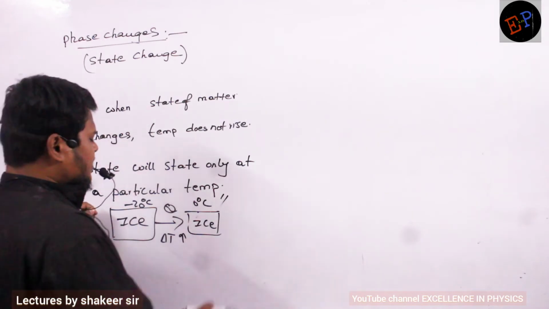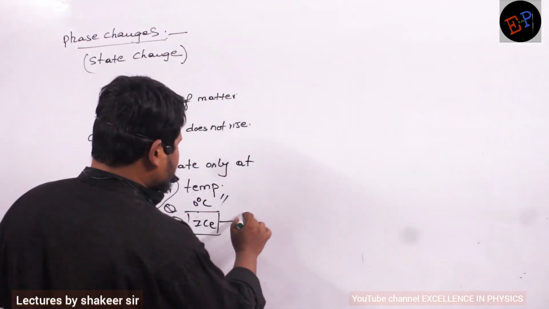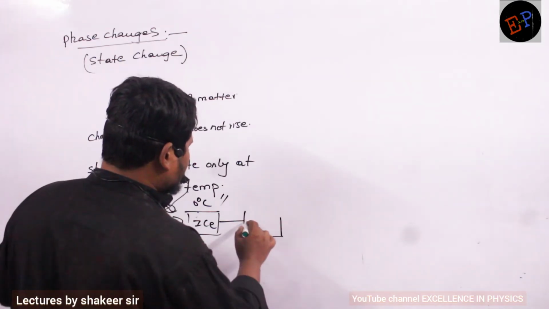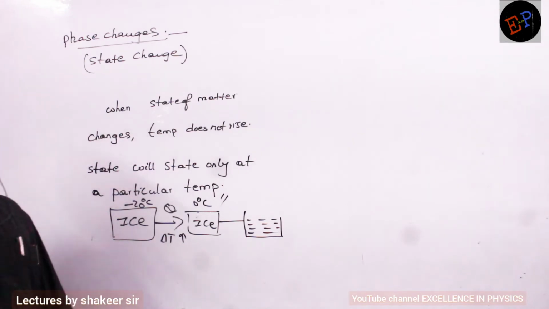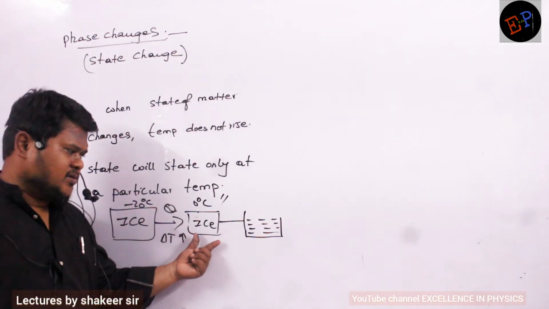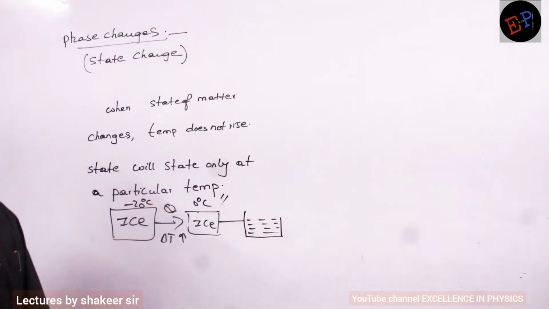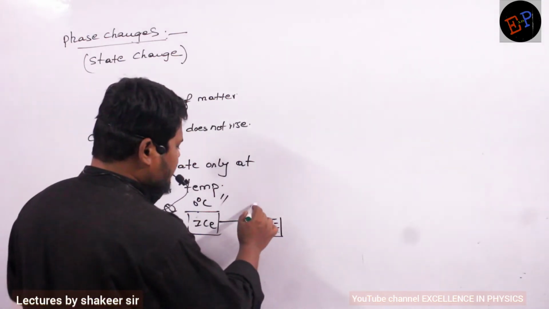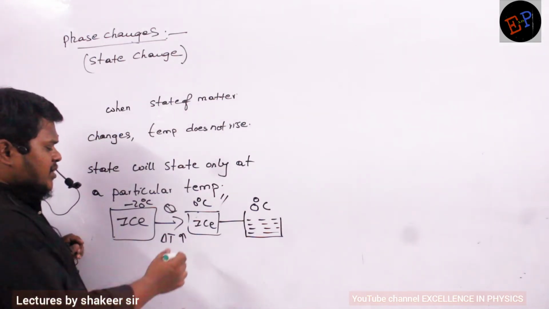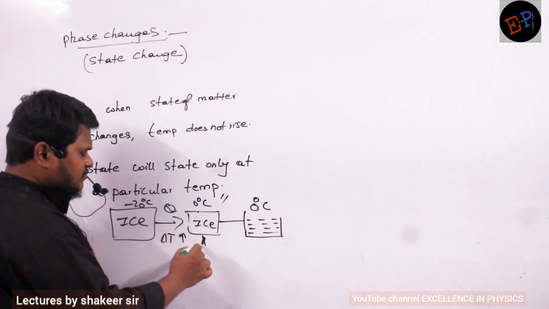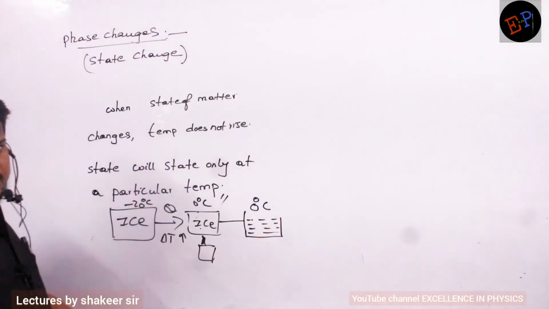Okay? Now if I continue heating this ice, then first what happens is this ice converts into water. Here melting will start. So ice at 0 converts into water. Now can you say what is the temperature of water? The temperature of water remains at 0 degrees Celsius. So even though you are heating this ice, the temperature does not rise. Are you able to understand?